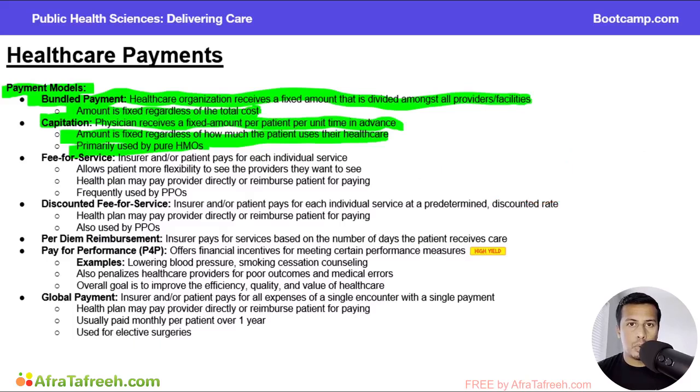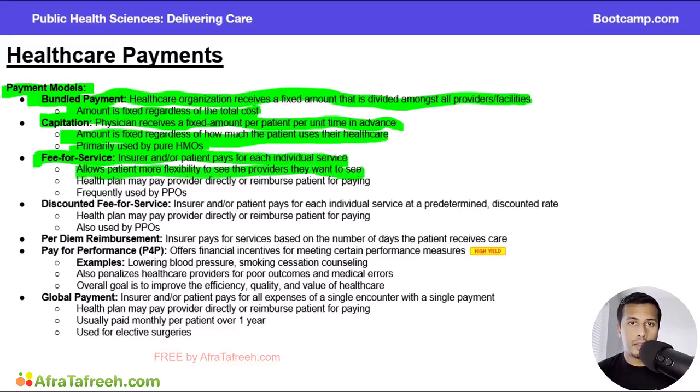The next payment model we're going to talk about is fee-for-service. And fee-for-service is basically the insurer and or the patient pays for each individual service. And we're going to get to an example about this in just a moment, but let's go through it. Fee-for-service, the insurer and or the patient pays for each individual service. The nice thing about this is that it allows the patient more flexibility to see the providers that they want to see. Hopefully that sounds familiar, and I'll tell you why in a second.